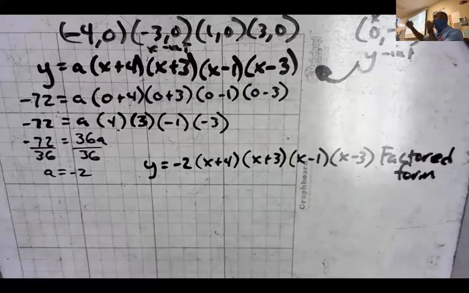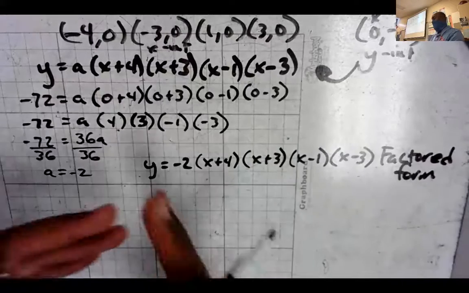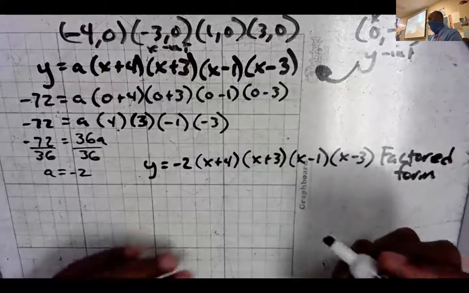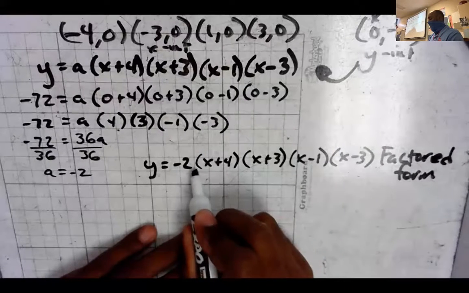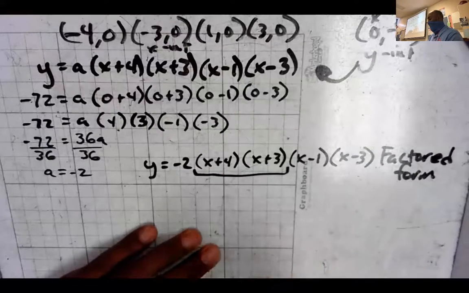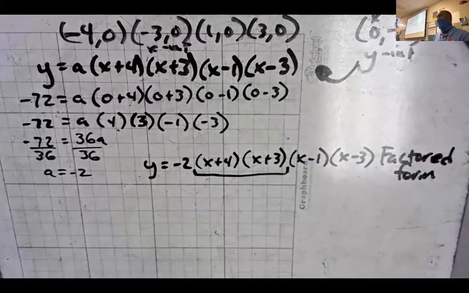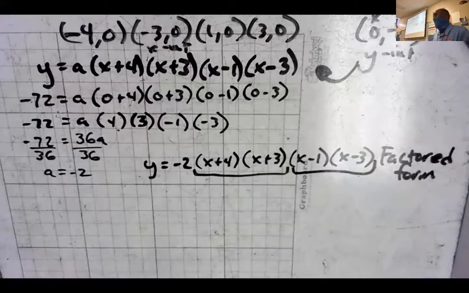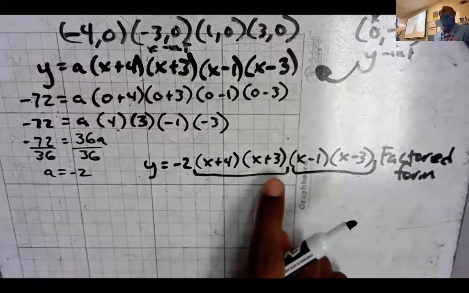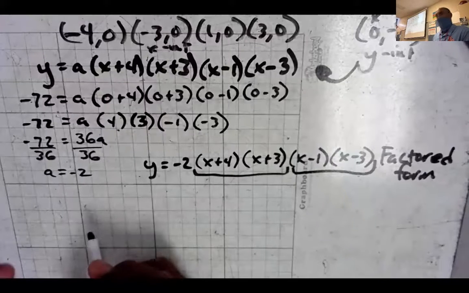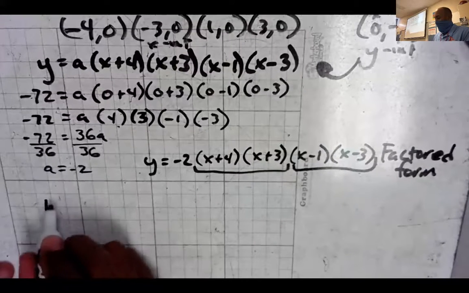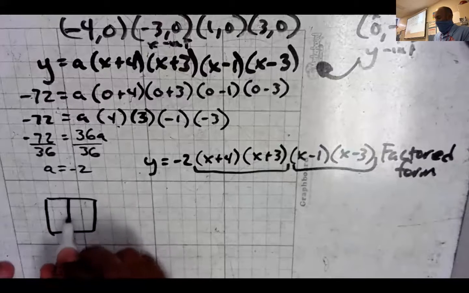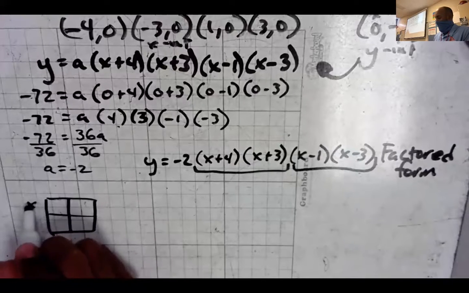But you got to multiply it in steps. You can't just do this all at once. You got to do it one thing at a time. So what we can do is multiply x plus 4 and x plus 3 together. And then we'll do x minus 1 times x minus 3 together. Okay. How do I multiply these together? Use the box method or FOIL. So let's start with that.